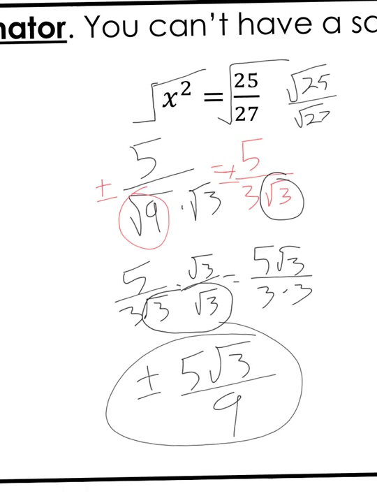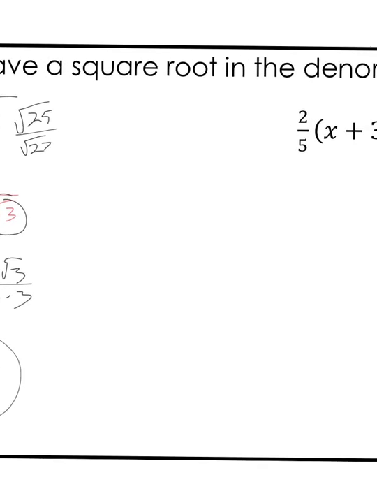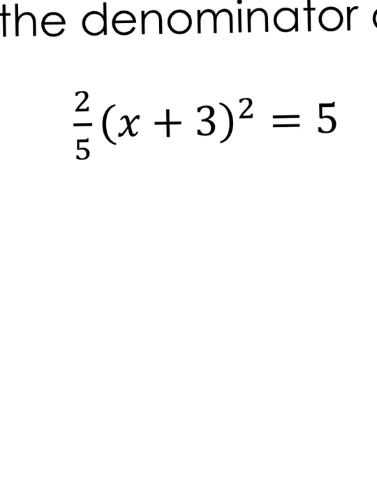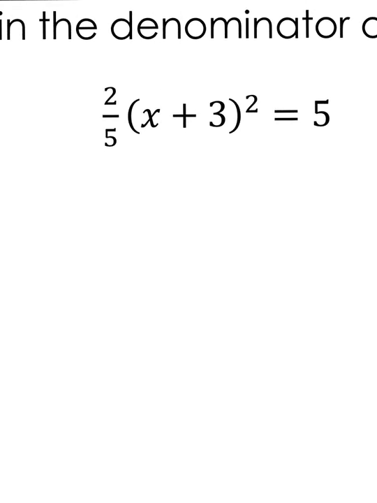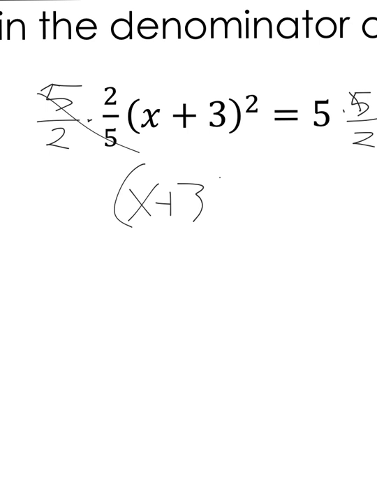Alright. Let's do the next one. So I have 2 over 5 times the quantity x plus 3 squared equals 5. So I have something on the outside of my parentheses, so get rid of it. Flip it and multiply. So 5 over 2, and I'm going to multiply it by 5 over 2 over here. So that's going to leave me with x plus 3 squared equals, that's going to be 25 over 2.